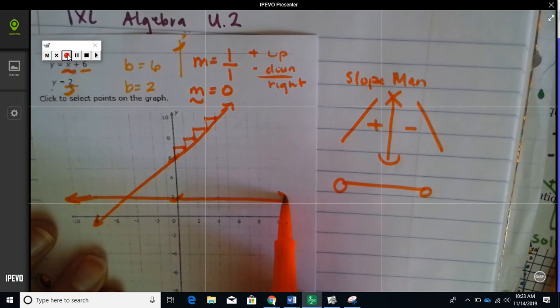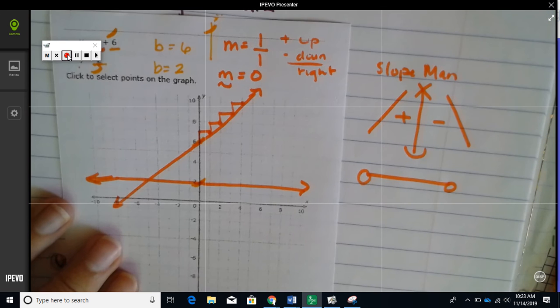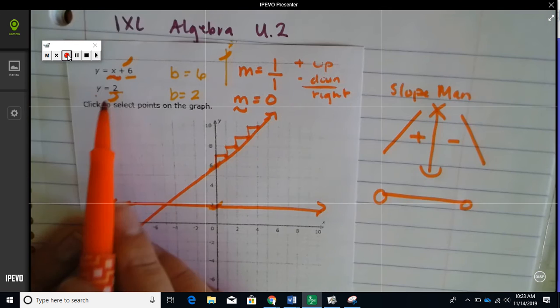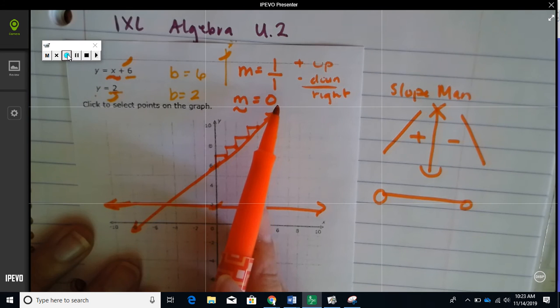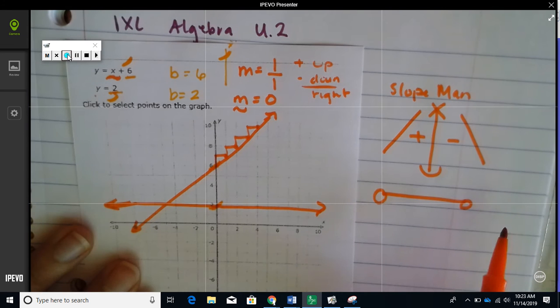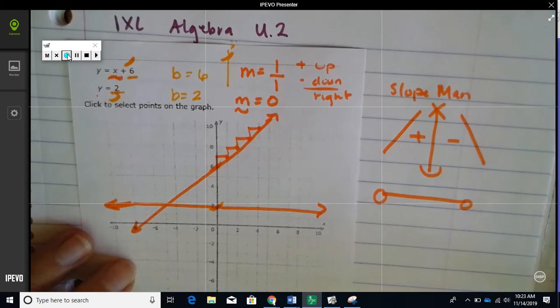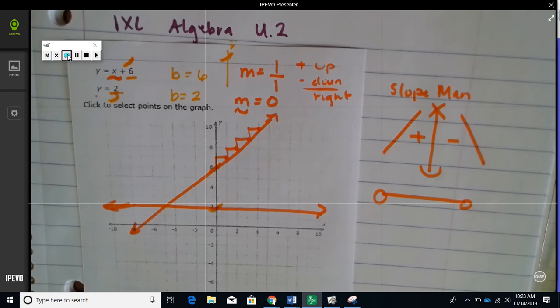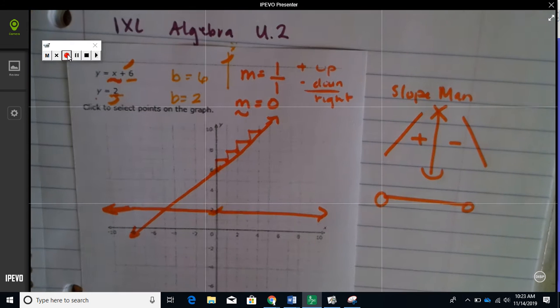Oops. It's a horizontal line like that, when your slope is 0. So notice there's no x, so slope is 0, so that's why it's a horizontal line. Okay? Now, we're going to do an example so I can show you what the IXL is going to look like today. So basically, we've done that.